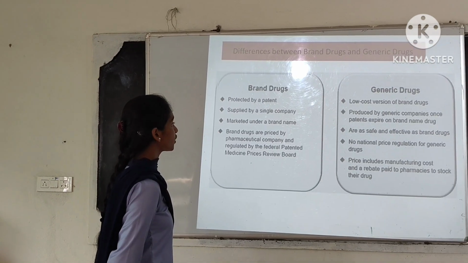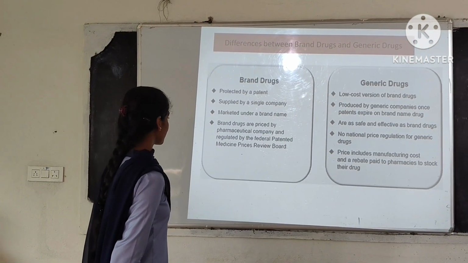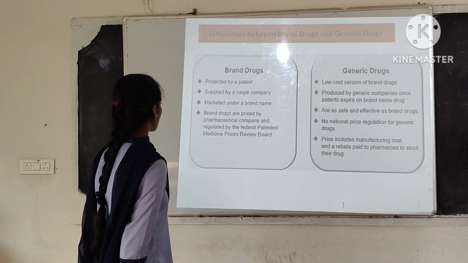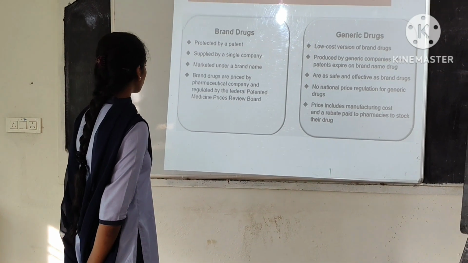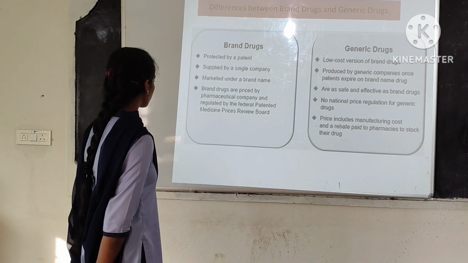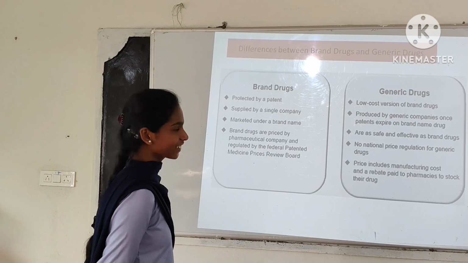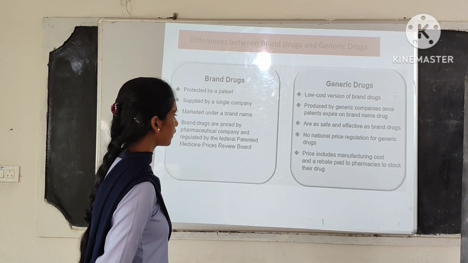Brand drugs and generic drugs. Brand drugs are protected by a patent, supplied by a single company, and marketed under a brand name. Brand drugs are priced higher than generic drugs. Generic companies produce them once the patent expires on the brand name.